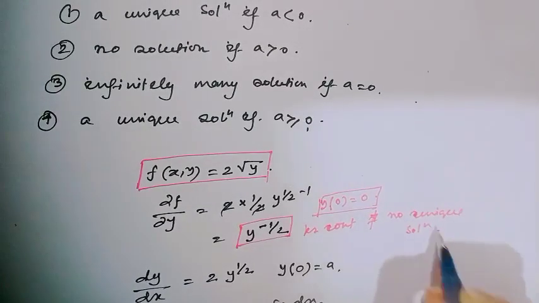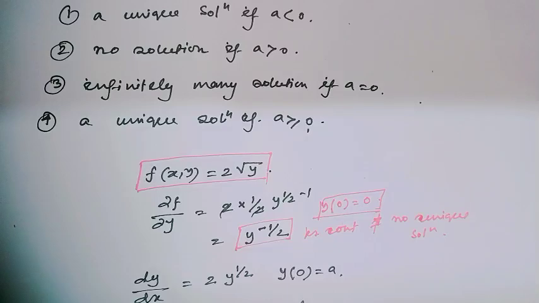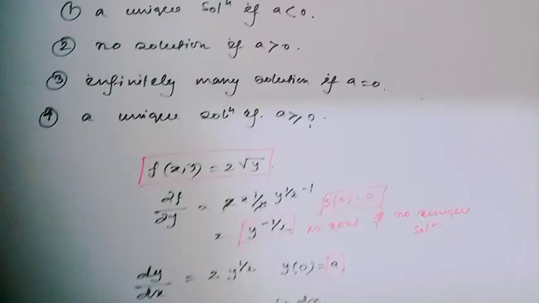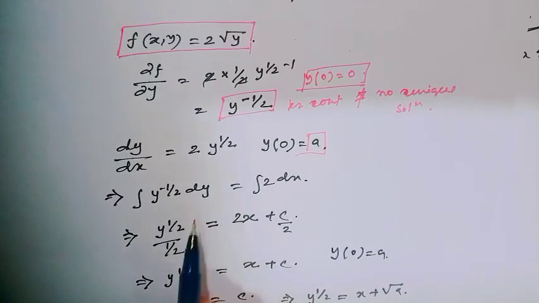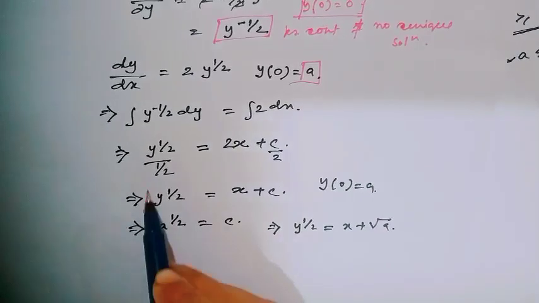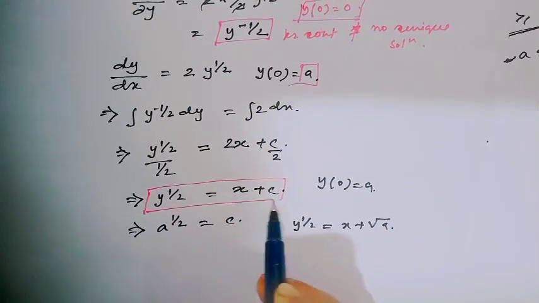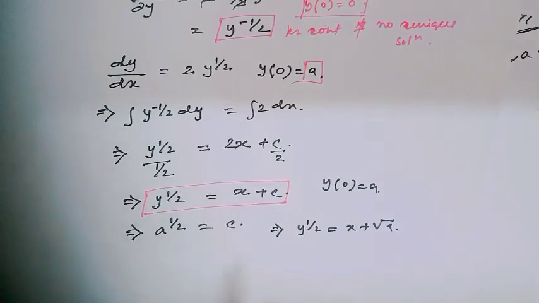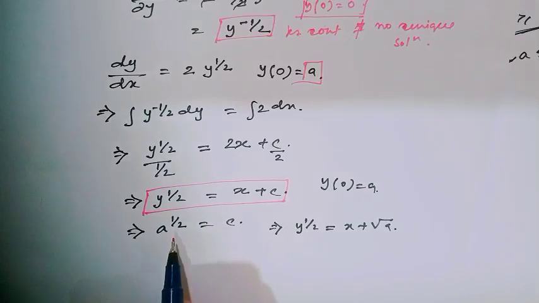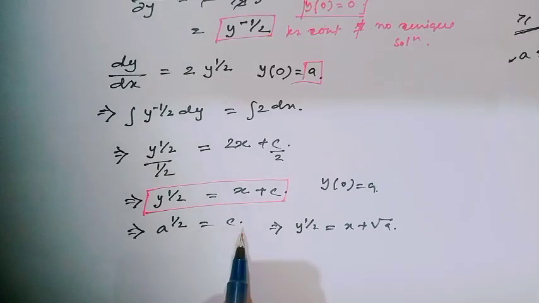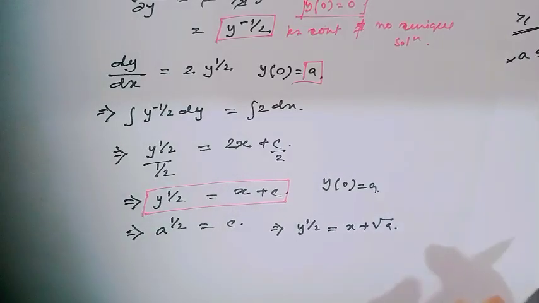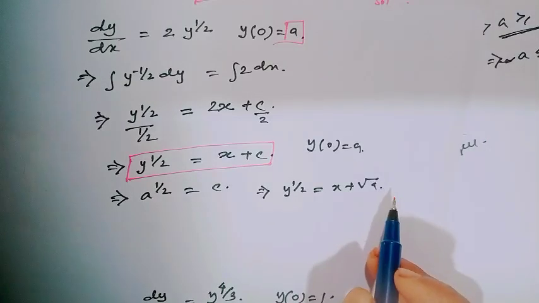Okay? But if we consider a equal to arbitrary a, then the solution by separation method would be of this type. Now consider the initial condition y(0) equal to a, then this would be a to the power half equal to c. That implies y to the power half equal to x plus square root of a.